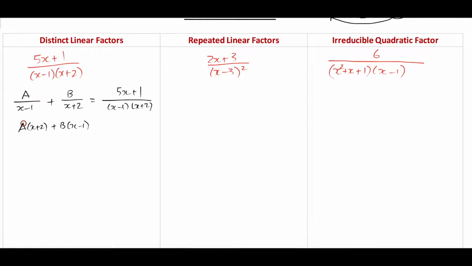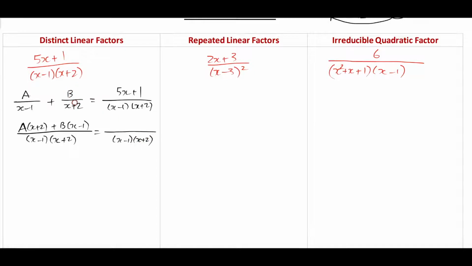I'm multiplying the numerator by what I'm missing. So what am I missing on the denominator? Under A, I have x minus 1. I want the x plus 2 to be under A as well. So to do that, I multiply both numerator and denominator by x plus 2. And if you do that, you'll get x minus 1 times x plus 2, which of course is what we have here. You do the same thing for B.